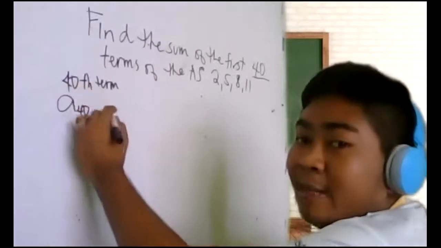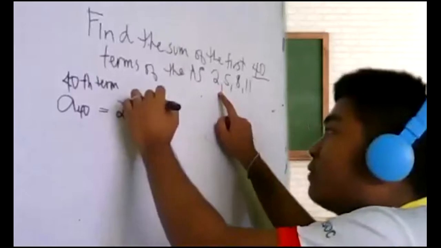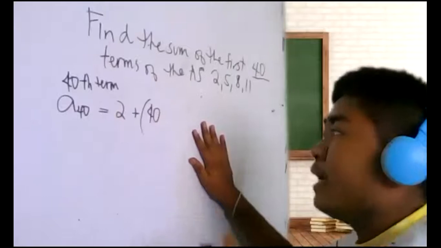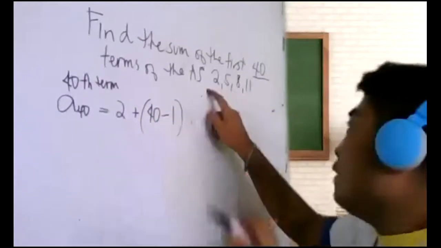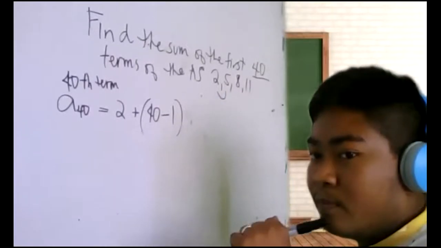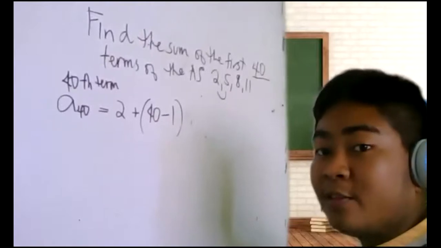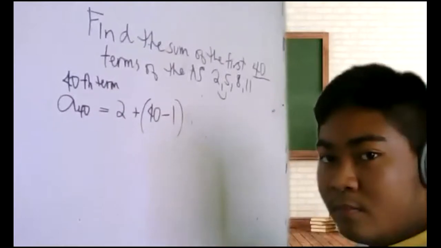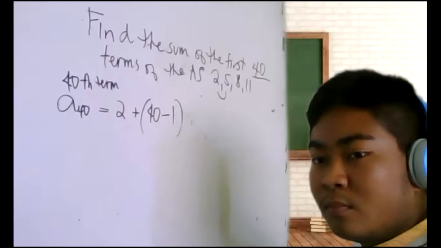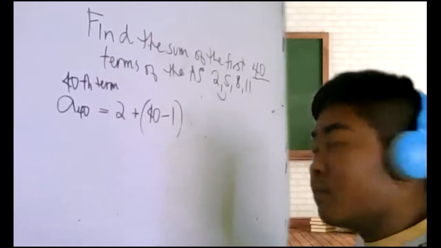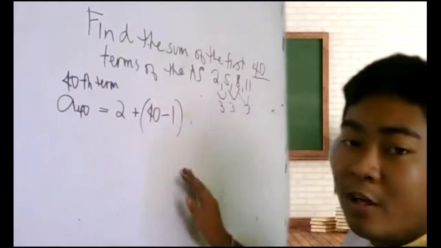So, using the formula A40 is equal to the first term, which is 2, plus 40 minus 1 times the common difference. Let's get the common difference. We have 5 minus 2, that's 3. 8 minus 5, 3. 11 minus 8, 3 pa din. So therefore, the common difference is 3.